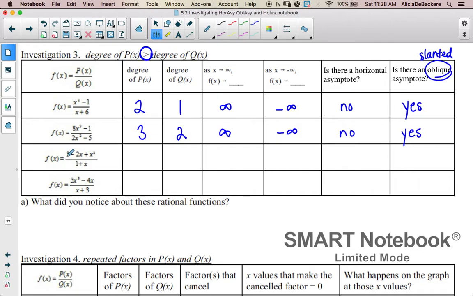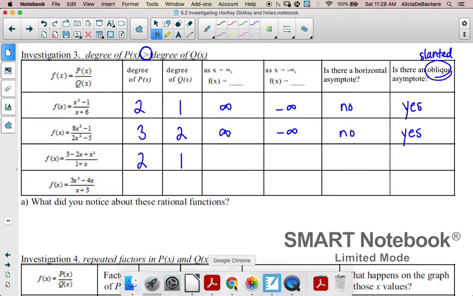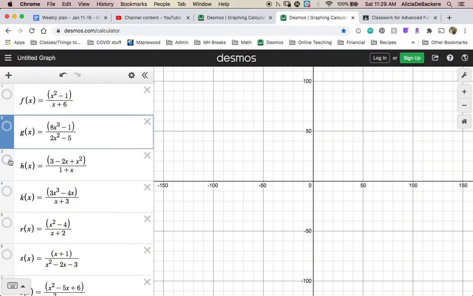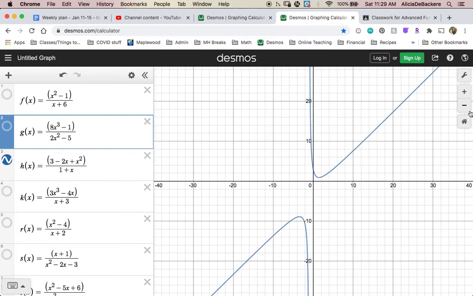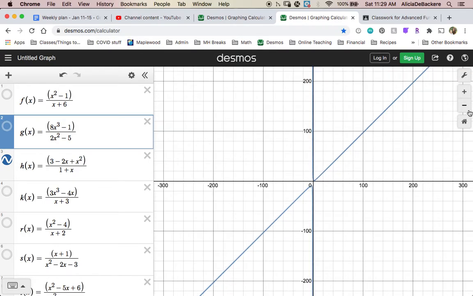All right, for the next one here, I've got 3 minus 2x plus x squared, so degree of 2, over 1 plus x, degree of 1. We're going to take a look at that graph. And again, you might start off at home and you would only see this section here, and then you would zoom out until you can see a bit more of the graph. And again, as I move to the left side of the graph, I can see that the y value is getting closer to negative infinity, and as I move to the right side, the y value is getting closer to positive infinity.